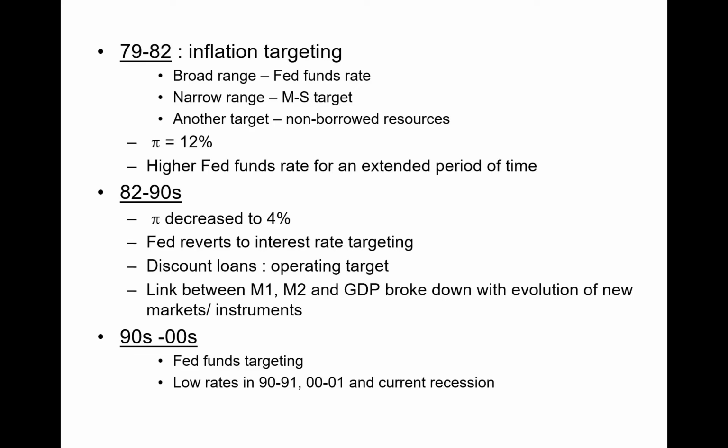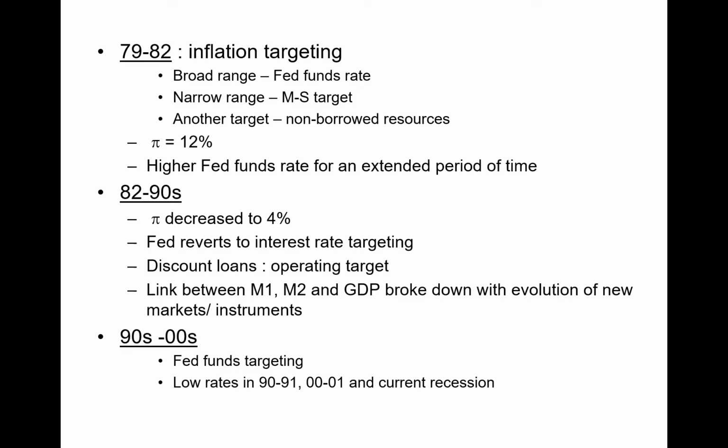It also gave out discount loans to cover the operating target. The link between M1, M2 and GDP broke down with the evolution of new markets and instruments. And the biggest change that was happening in the early to late 90s was everything was going online, to computers. So between the 90s and 2000s saw a very stable period of growth, and the Fed actually reverted to Fed funds targeting.